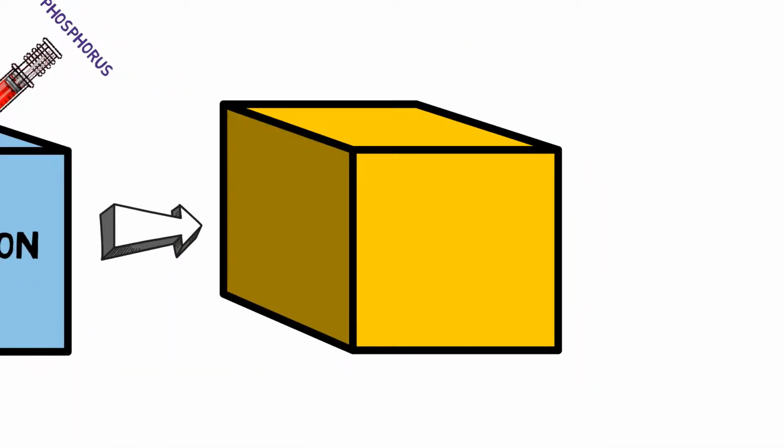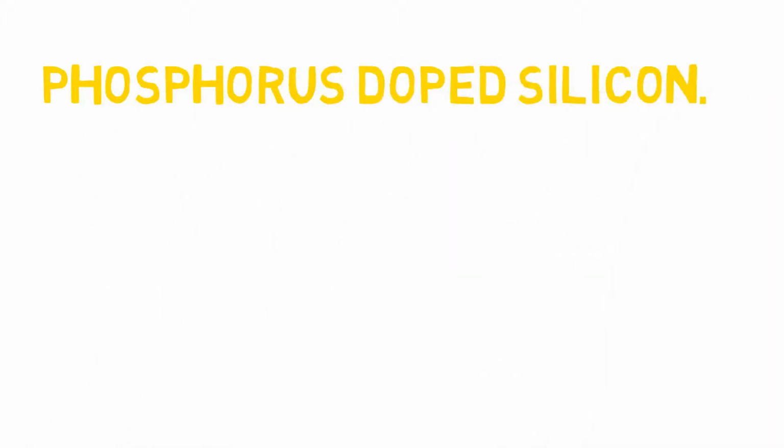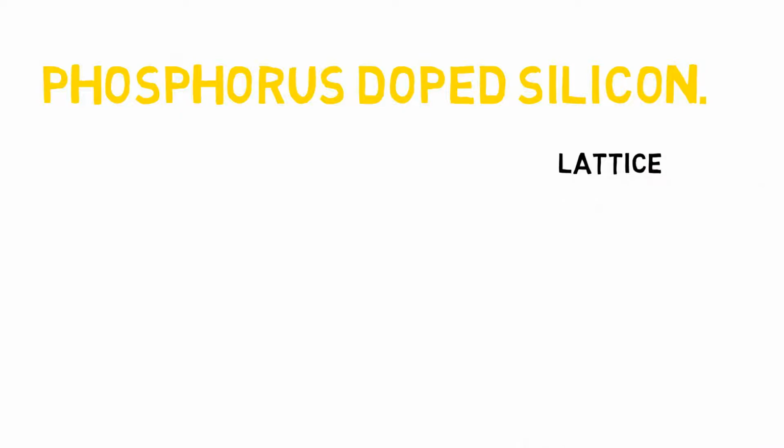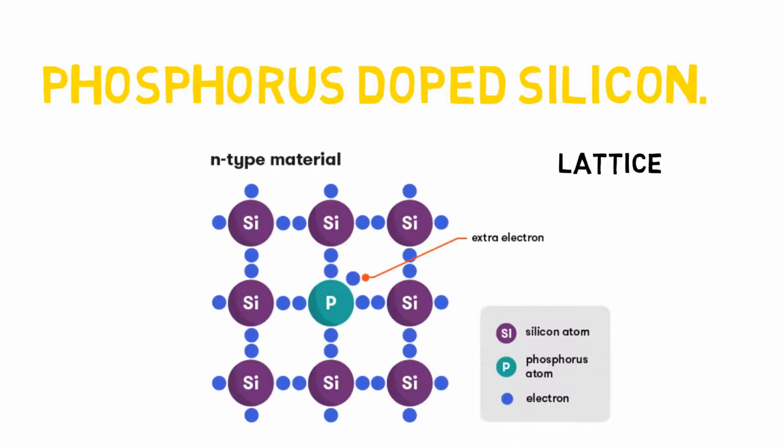This phosphorus-doped silicon is referred to as N-type. N implies negative, since there are free electrons. This is the lattice of the N-type mixture. There are free electrons present in the mixture. These are electrons of the phosphorus atom which are not bonded. These free electrons are being attracted by various atoms' nucleus. These are constantly moving in the mixture.